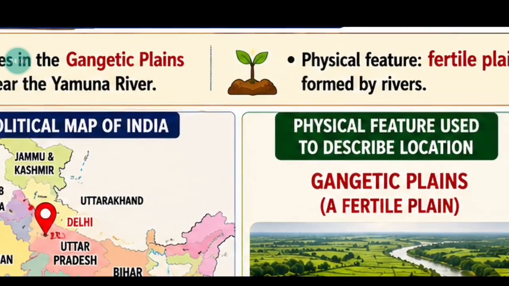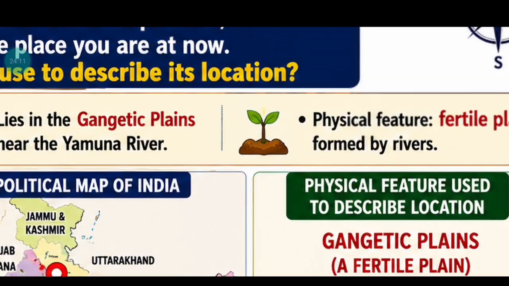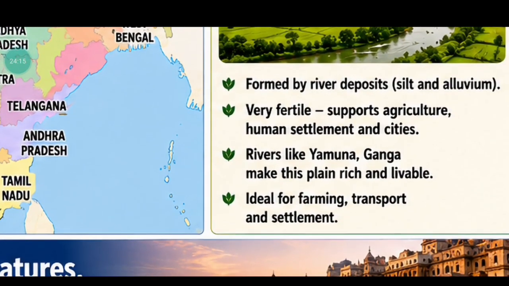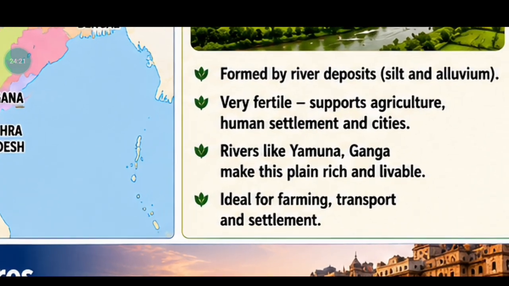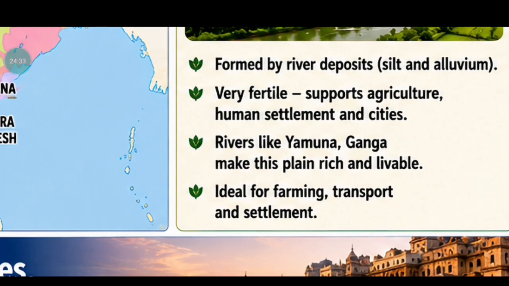So physical features used to describe this location, right? These features are: it is formed by river, sand, silt and alluvium, right? It is very fertile, supports agriculture, human settlement and cities. Rivers like Yamuna and Ganga make this plain rich and livable. That is a different thing, that we are dirtying these rivers, okay? We are polluting these rivers day by day.